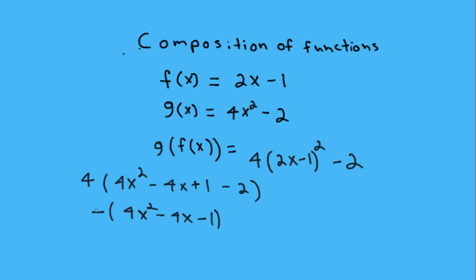And now all you have to do is continue multiplying. So 4 times 4x squared equals 16x squared minus 4 times negative 4x, which is 16x, minus 4 times negative 1, which is negative 4. And that's your answer.